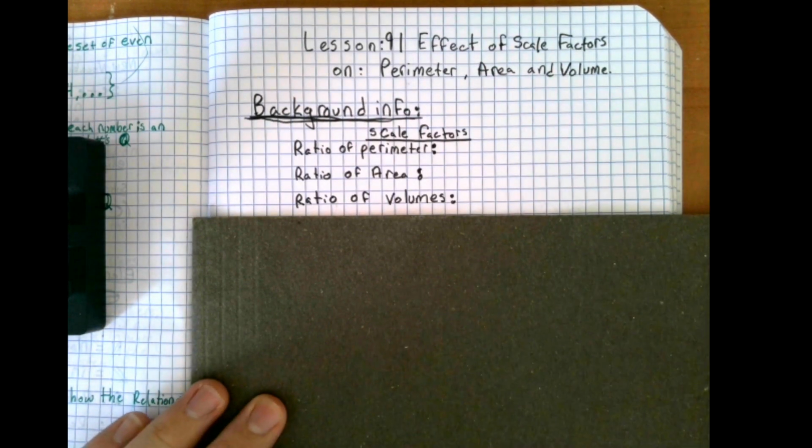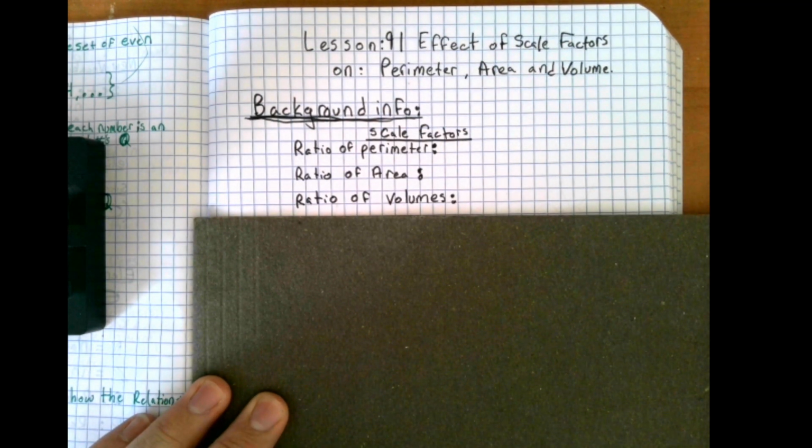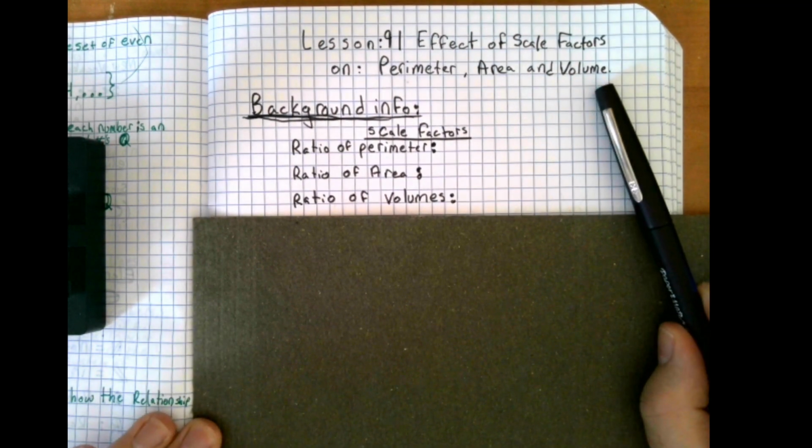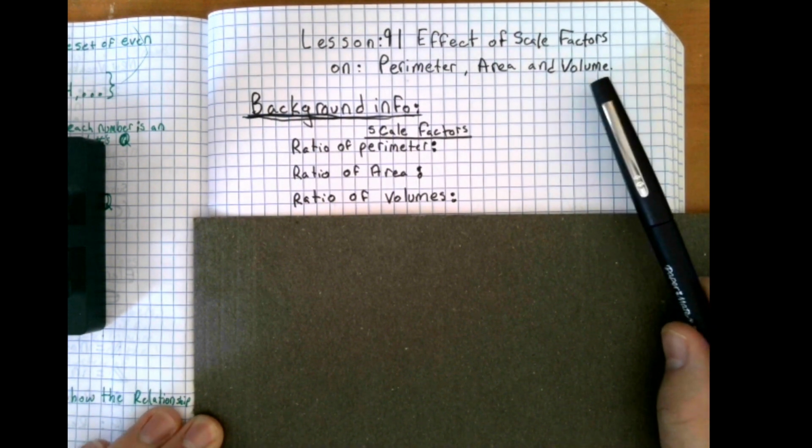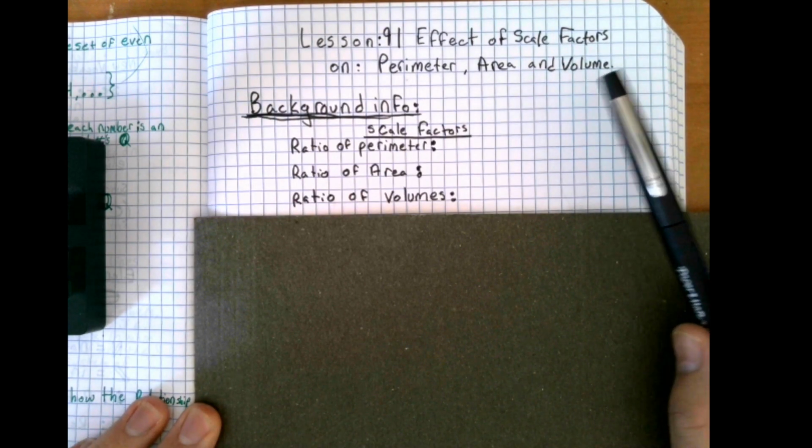Alright, welcome to Mr. O'Loughlin's math class on Lesson 91, Effects of Scale Factors on Perimeter, Area, and Volume.